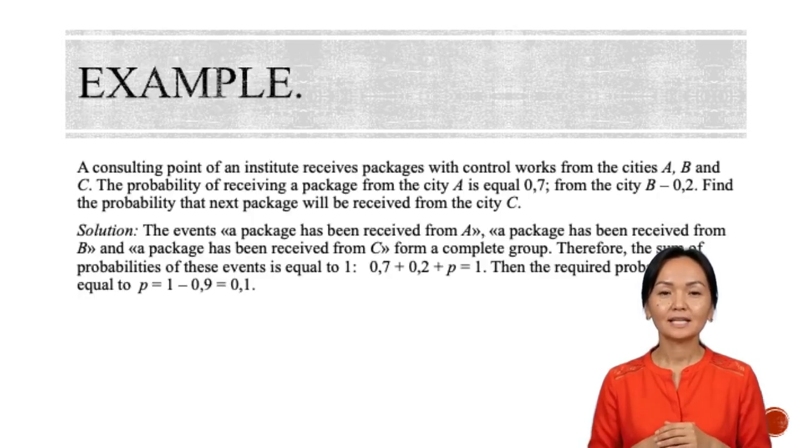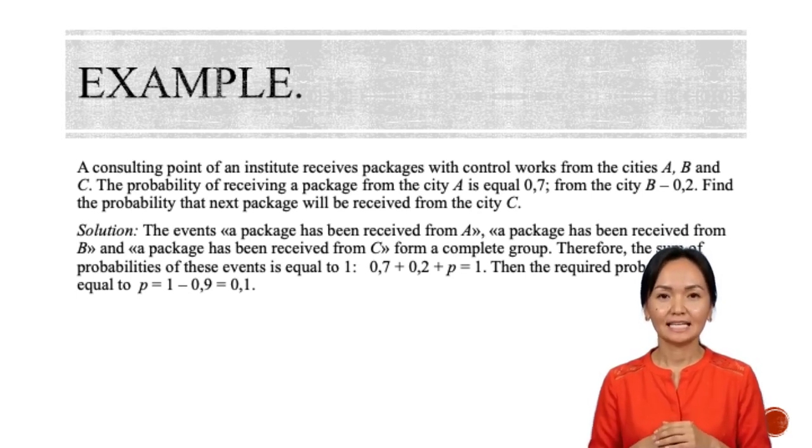Let's see this concept in action with a concrete example. A consulting point of an institute receives packages with control works from 3 cities, which we'll call A, B, and C. The probability of receiving a package from city A is 0.7, and from city B is 0.2. We need to find the probability that the next package received will come from city C.